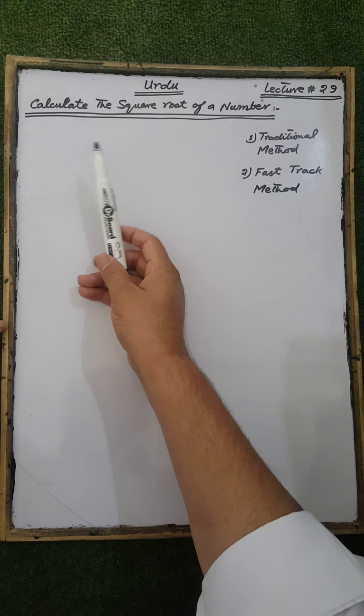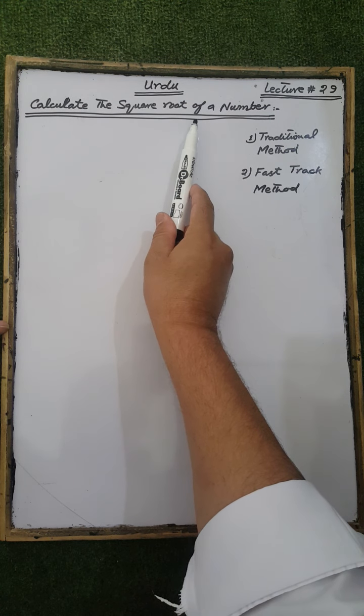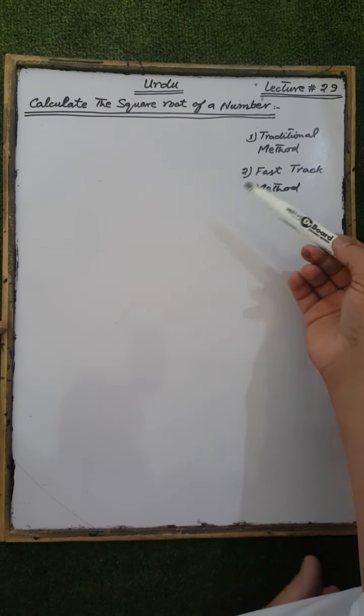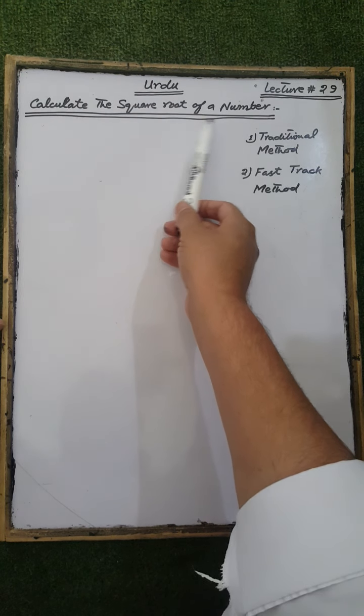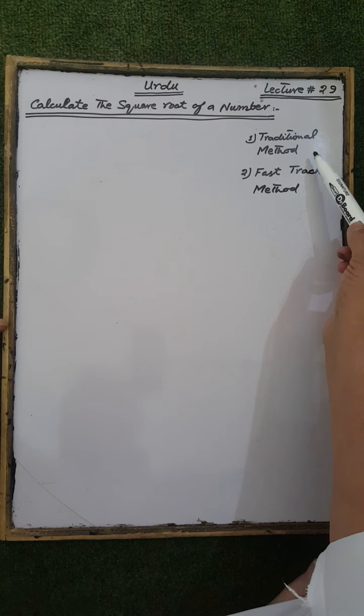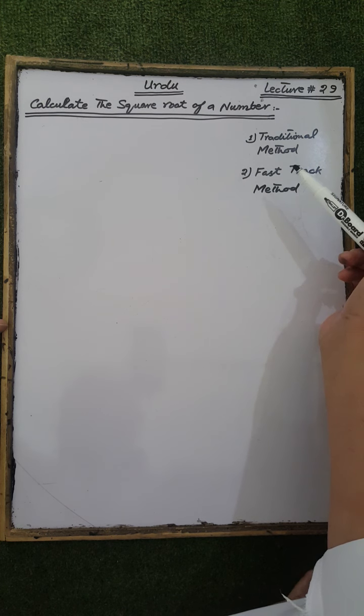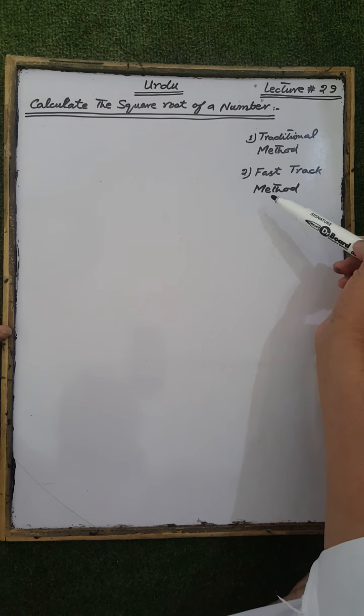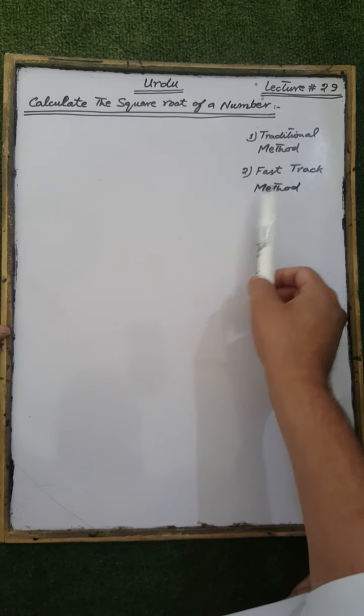Bismillahirrahmanirrahim. Our next topic is how to calculate the square root of a number. To calculate the square root of a number, we can apply the traditional method, and second, we can calculate the square root of a number by the fast track method.